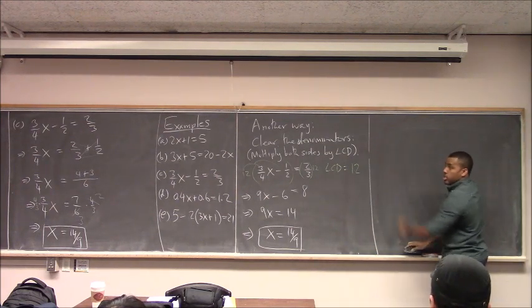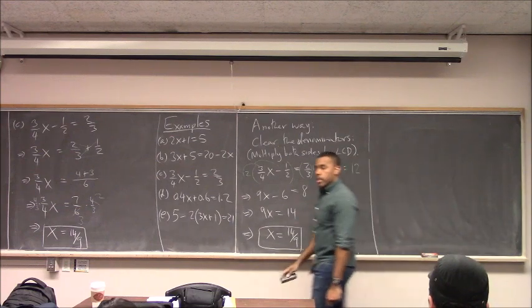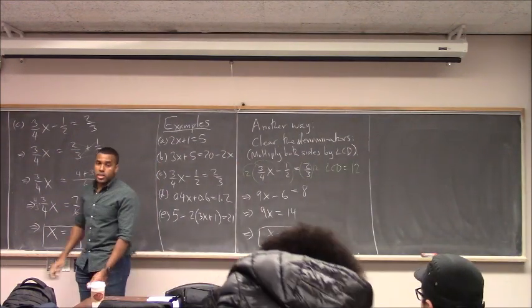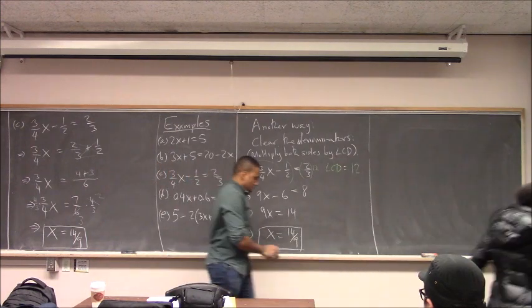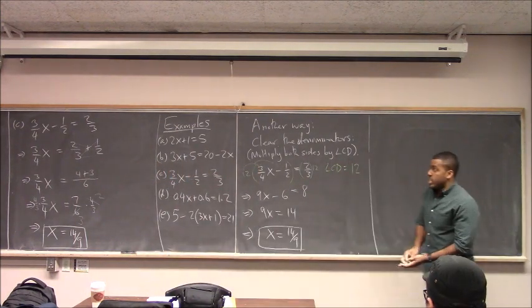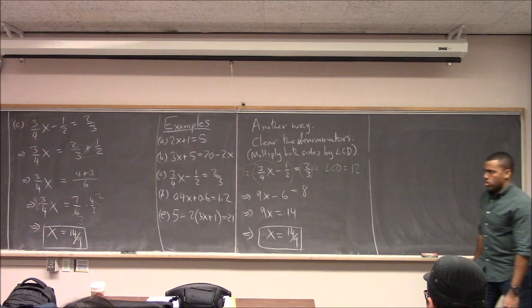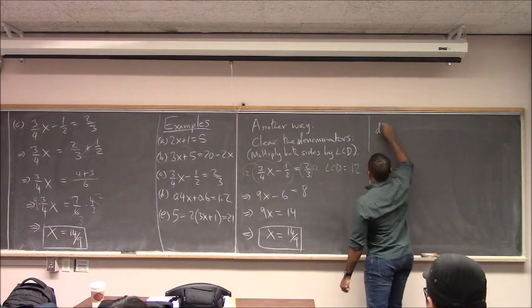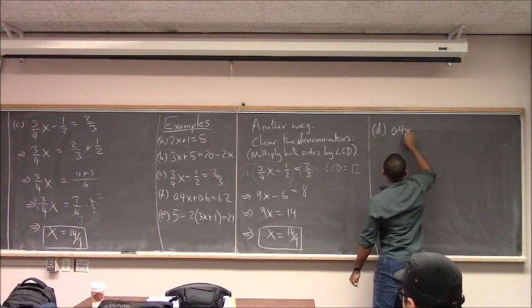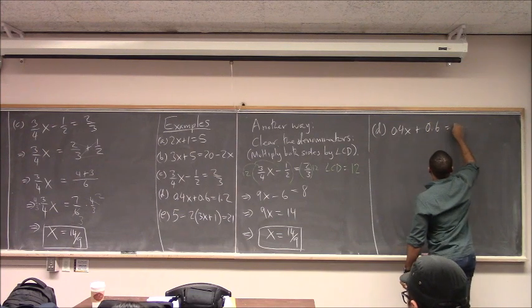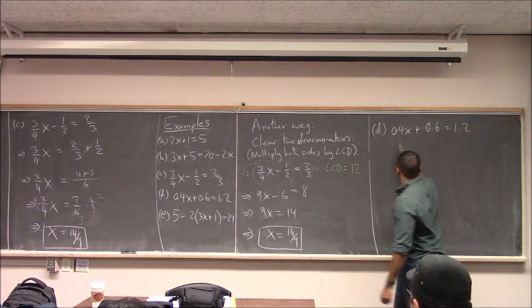So that's a strategy you should be aware of, clearing denominators. If you have a bunch of fractions all over the place, you can actually multiply through by the LCD of these fractions, and you get an equation in a little nicer form. You can look at D. I'll redo this one.